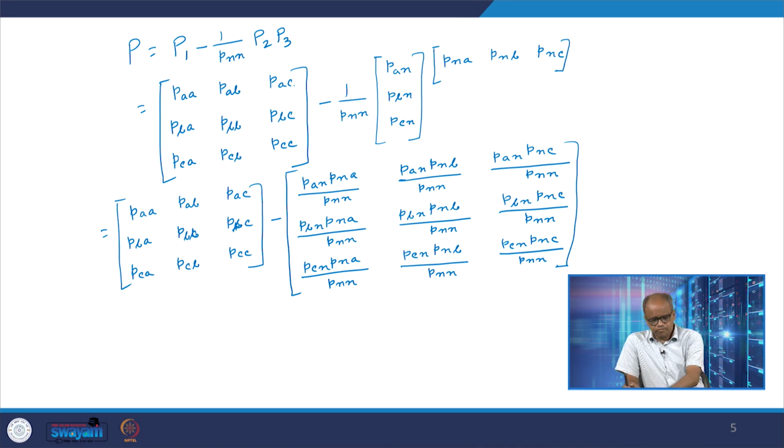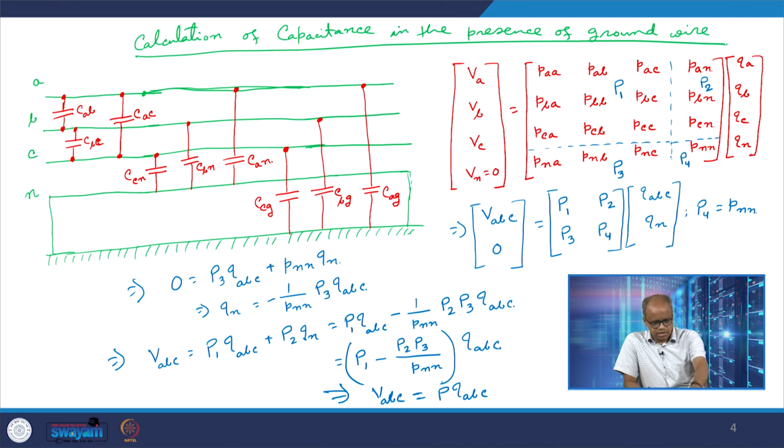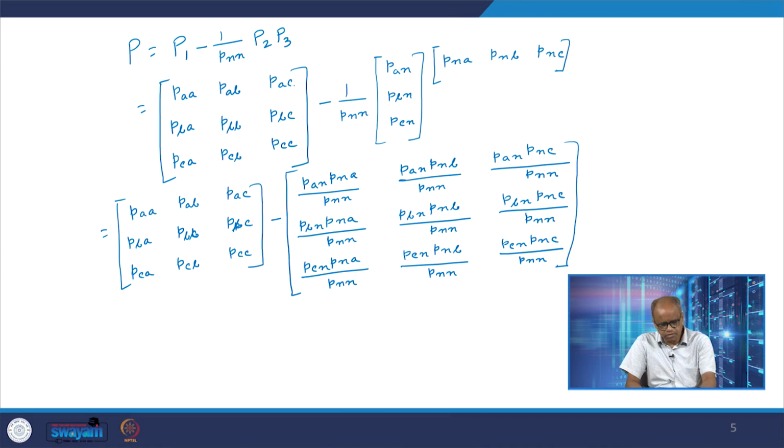And what would be the final value of these capacitances? That means the final value of the capacitance of any phase conductor with respect to ground will be given by inverting this P matrix, right. But those values would be higher as compared to the case had there been no ground conductor. So our calculation process also exactly corresponds to our intuitive understanding.